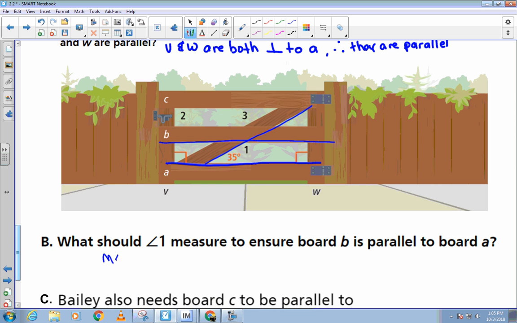145. Okay, so if it was 145, then those are same side interior angles, and if they're supplementary, the same side interior angles converse would help ensure that, right? Because if those are supplementary, then those lines are going to be parallel to each other.